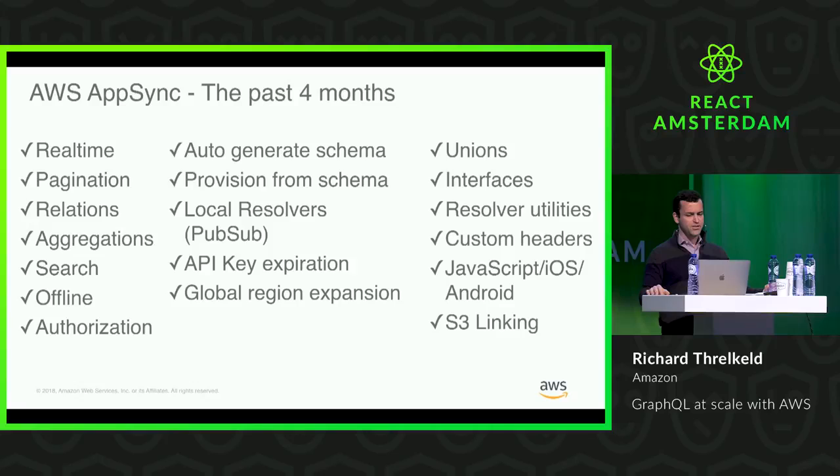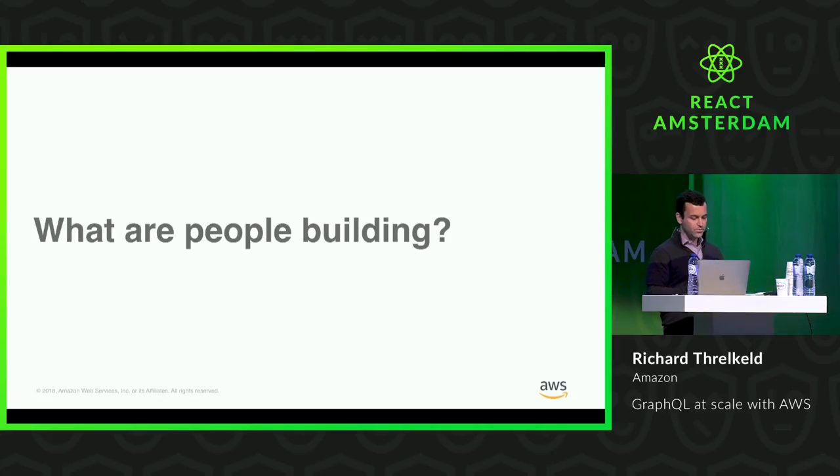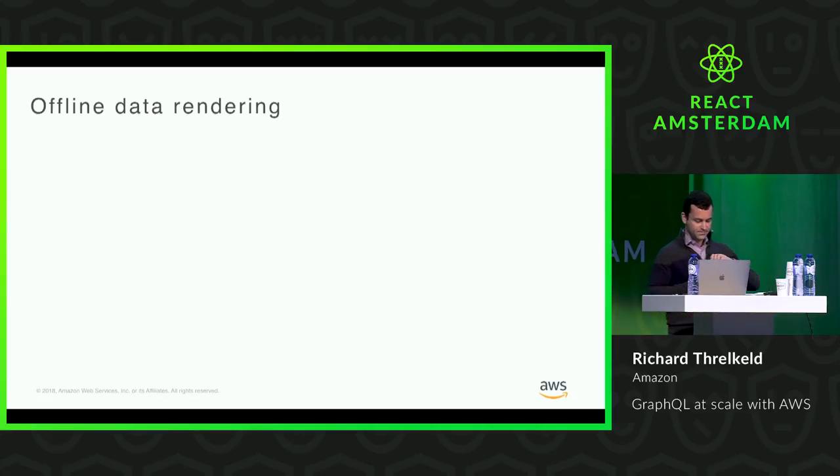We expanded to a bunch of new regions, added unions and interfaces support to the service, resolver utilities, and a couple of interesting patterns that we found with object storage using S3 linking as well that I'll talk about. So what are some people building with a system like this? The first is offline data rendering.